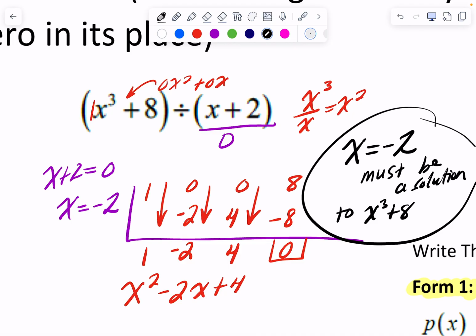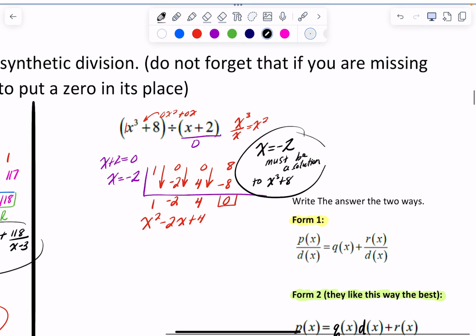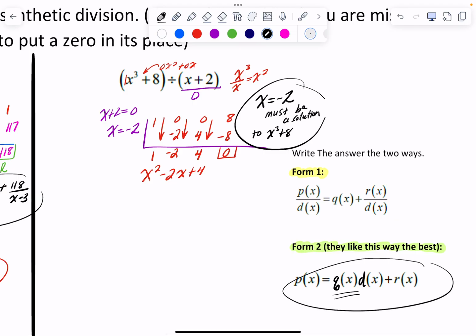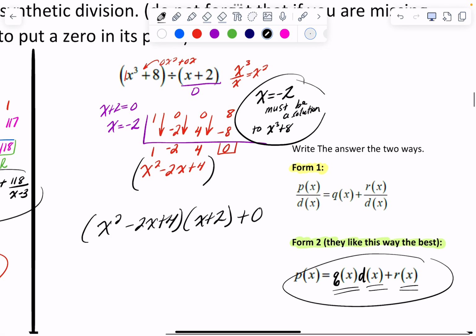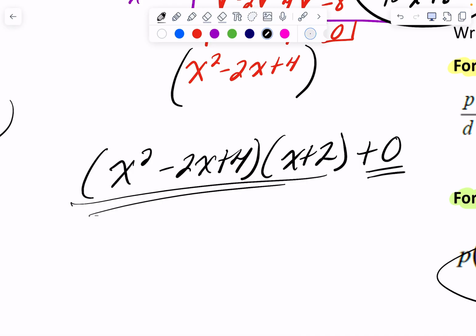Now, what if they said to write this in factored form? Actually, let's do it. If they want it as quotient times the divisor plus the remainder, this would be our quotient: x squared minus 2x plus 4, times the divisor, which was x plus 2, plus the remainder. For dramatic purposes, I'm writing plus 0, which we know is not necessary. But look, now that's kind of like a factoring technique. Didn't we just factor it at least one step? And then we could check, does this quadratic factor? My point is, it's used today as a factoring technique.